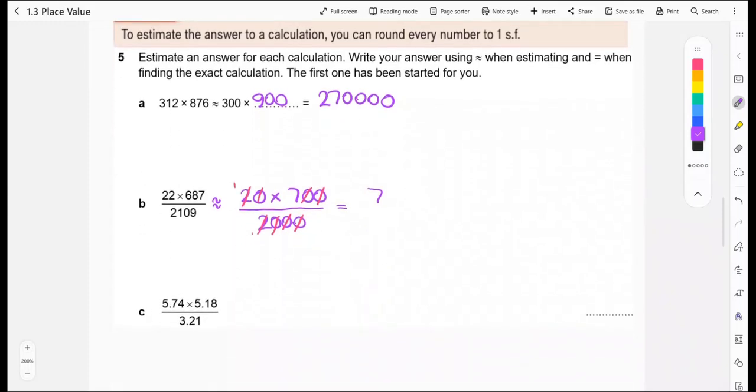Our final one involves decimals. Rounding to significant figures does not make any difference, even if it's a decimal. So we start with our approximately equal to sign. 5.74, well 7 rounds the 5 to a 6. Times, and the 1 does not round the 5 up, so it becomes a 5, and that is all divided by 3. And then we can do this one in our head. 6 times 5 is 30, divided by 3, that will give me 10.